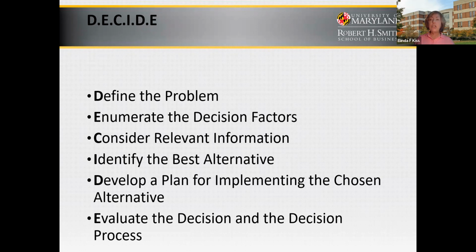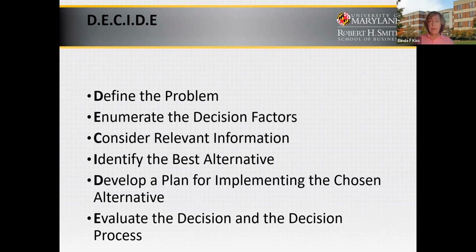E is enumerate the decision factors. What are the issues related to this decision, and what are the alternatives? If they're not clear, what alternatives can you come up with? What are the positives, negatives, and uncertainties related to each alternative? And in this particular case, you will find there are a lot of uncertainties that you have to deal with.